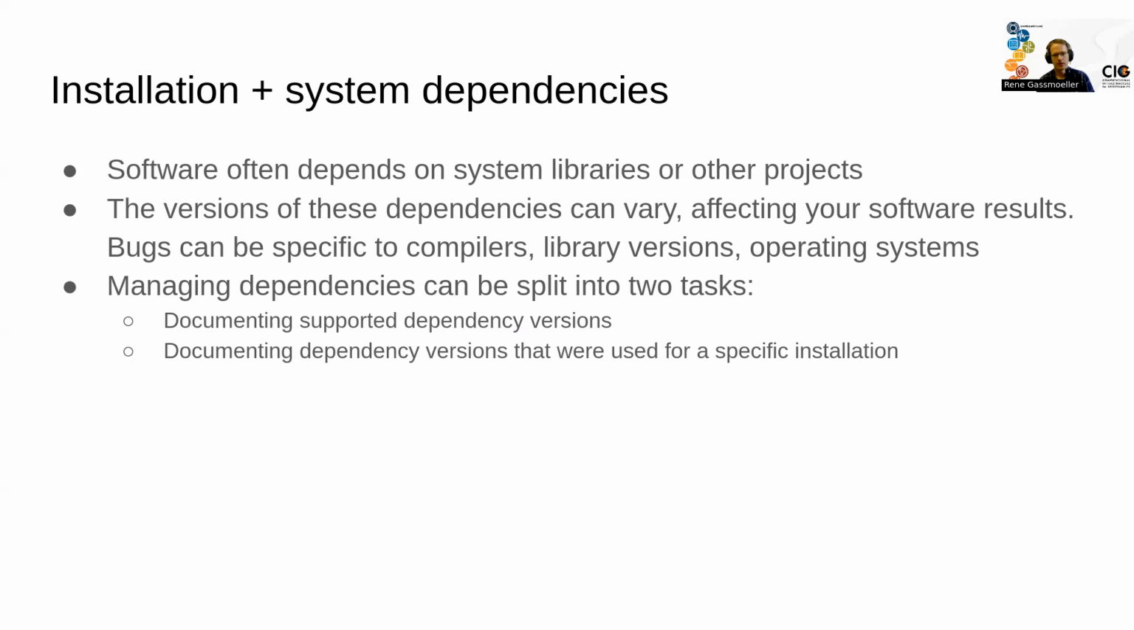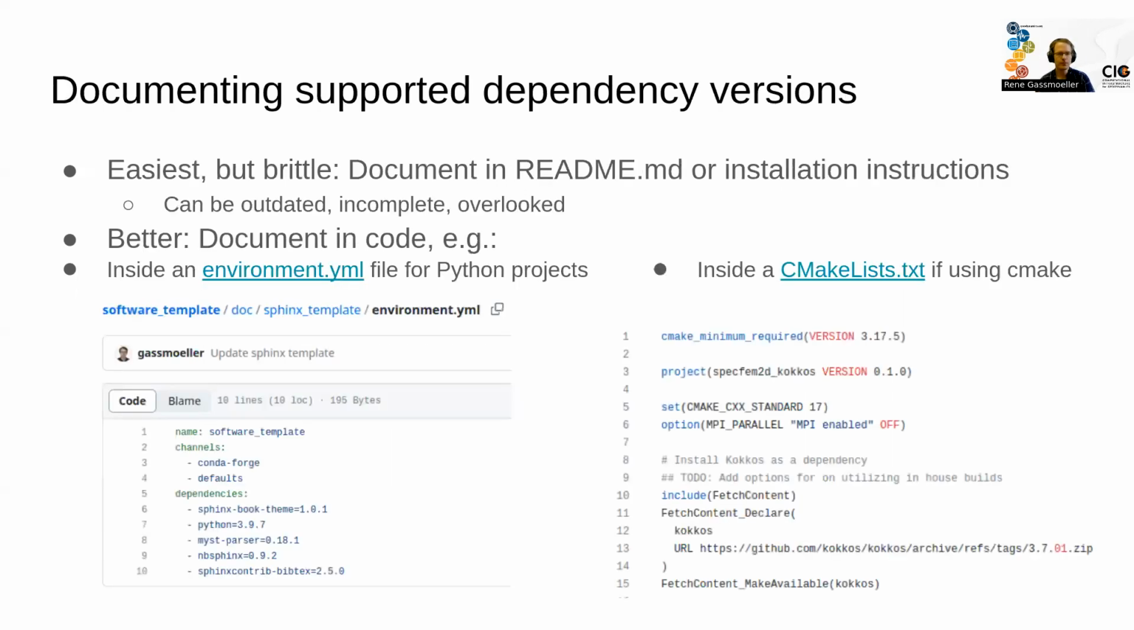Managing all of these dependencies are actually 2 separate tasks. First, you have to document for your user which versions of the dependencies are supported by your software. The second task is to document, when you run your software, which of these versions was actually used. So say, for example, your software might support any version later than, say, 2.5 of some library, but which of these was used might still affect the result. And so you want to document that somehow when you run the software. Let's start by documenting which versions are compatible with your software at all.